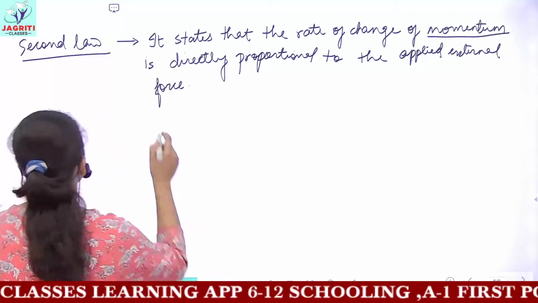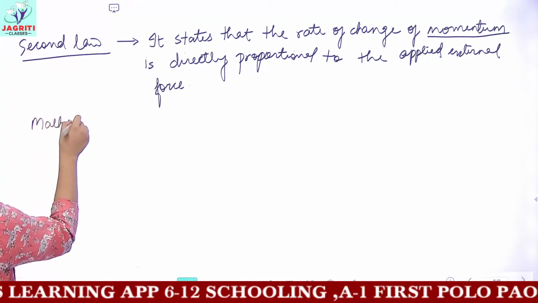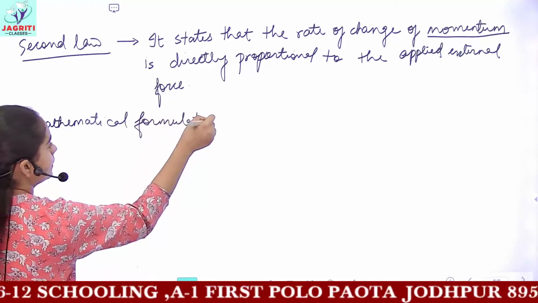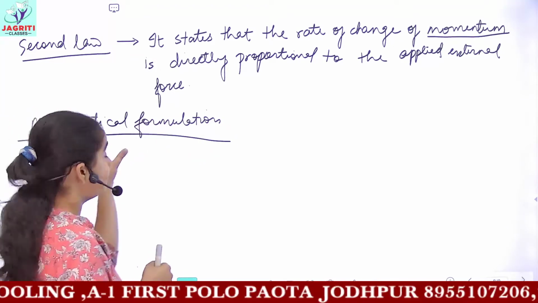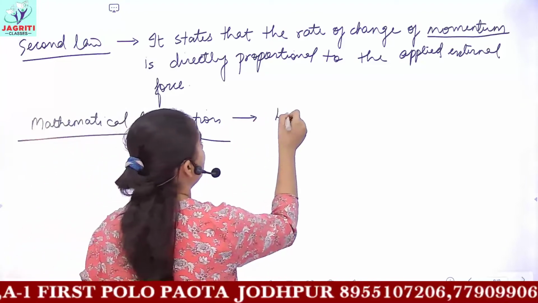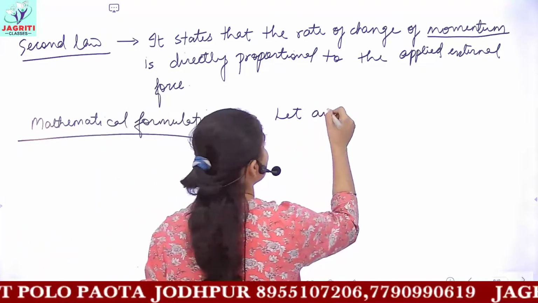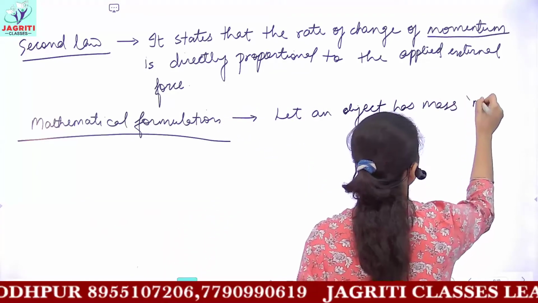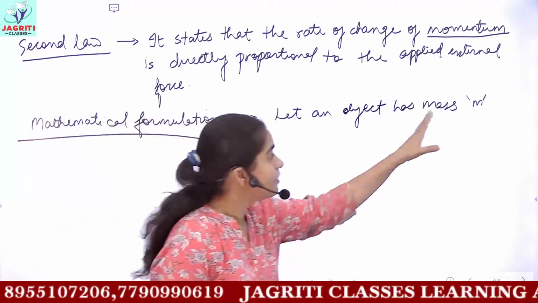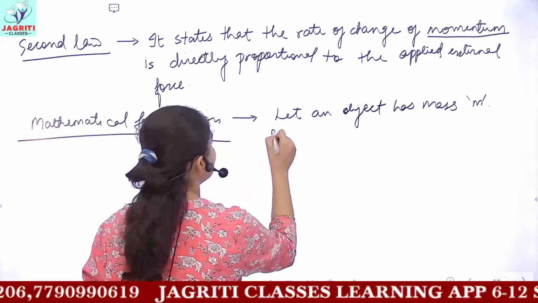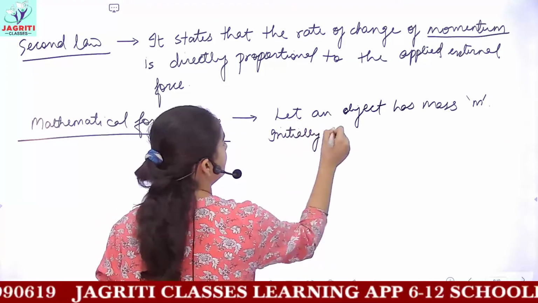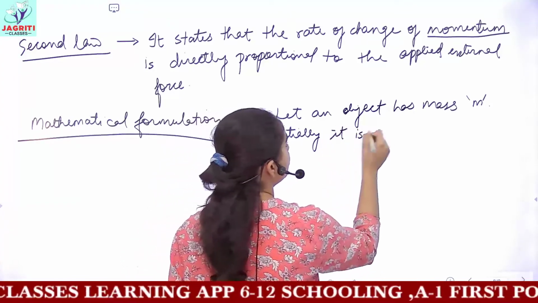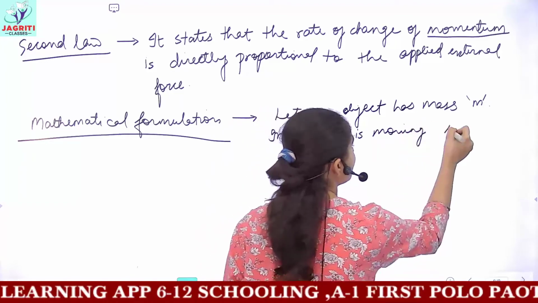Now, if we do the derivation or mathematical formulation of the second law, then from the statement itself we'll start. But in every derivation you have to write what you are assuming. So let an object have mass m. We are assuming that we have an object which is having a mass m. Now we say that initially the object is moving, I'll write in short, initially it is moving with initial velocity u.